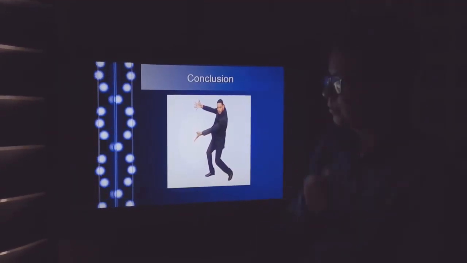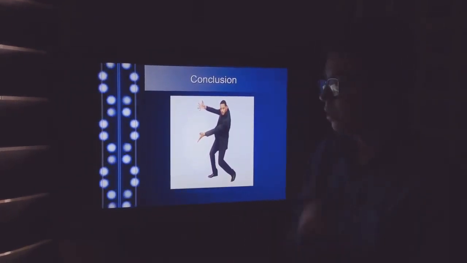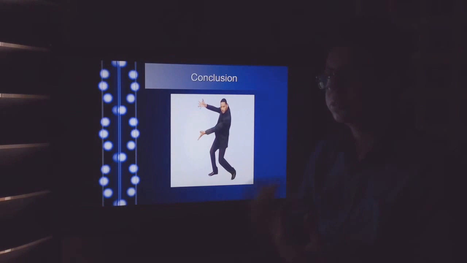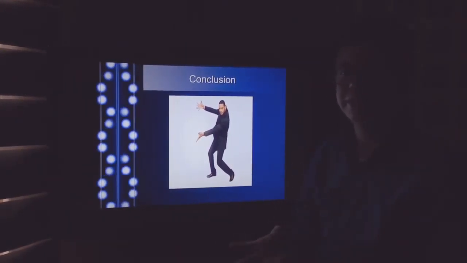The conclusion. The conclusion is that the RNA and the DNA are very different. But the RNA, with the proteins that it creates, defines the work that the cell needs to complete.